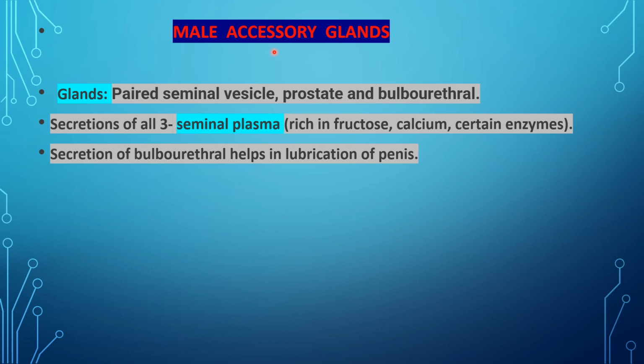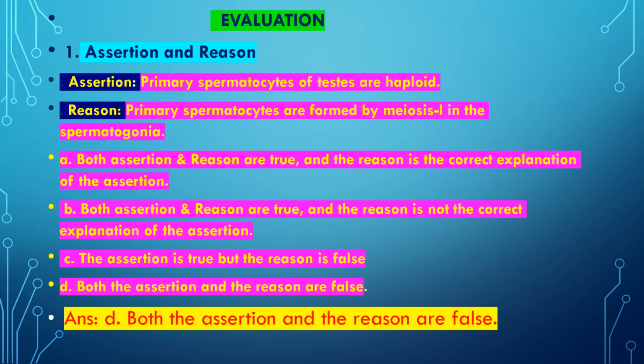And the penis, which is the male external genitalia, is made up of a special kind of tissue that helps in the erection of the penis to facilitate insemination. The enlarged end of the penis is called the glans penis, which is covered by a loose fold of skin called the foreskin. And finally, the secretions of the bulbourethral gland also help in the lubrication of the penis. With this, this portion gets completed. Next, we'll see some questions.